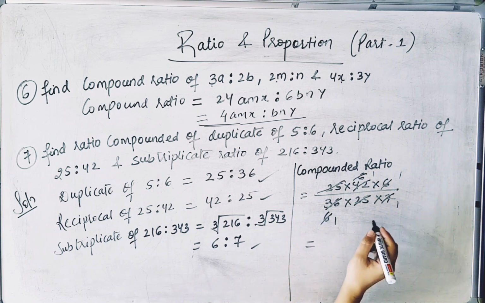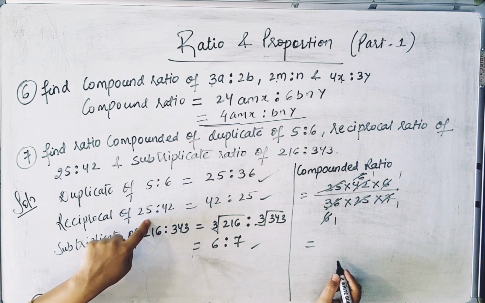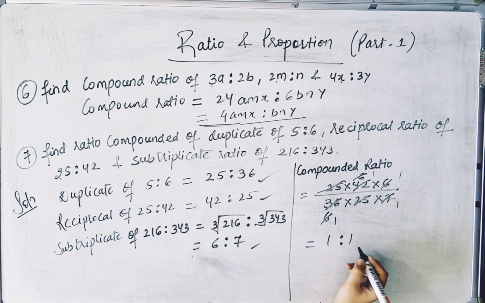So the compounded ratio of the duplicate of this, the reciprocal of this and the subtriplicate of this, we got 1 is to 1. So whatever concepts I explained previously, I have covered almost all the questions related to the concepts explained.